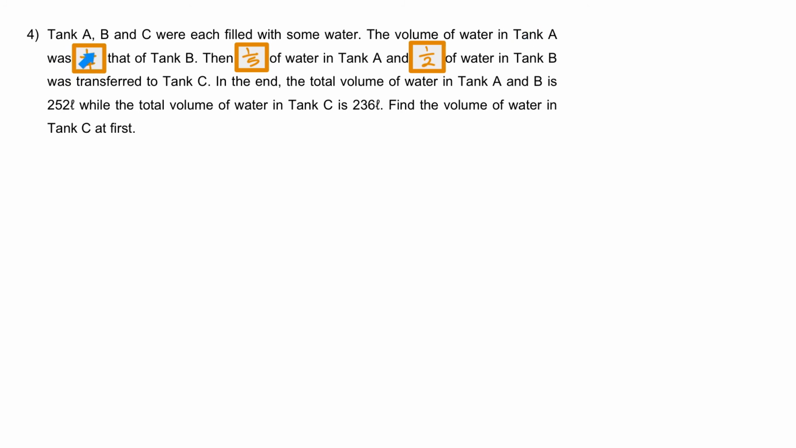Remember, whenever there's a fraction in between two items, the numerator will belong to the item mentioned before it, and the denominator will belong to the item mentioned after the fraction. So tank A, 1 unit; tank B, 4 units.